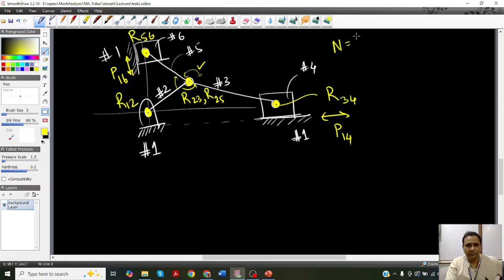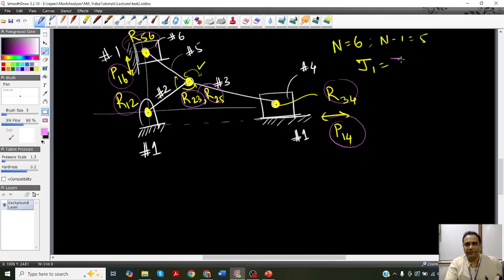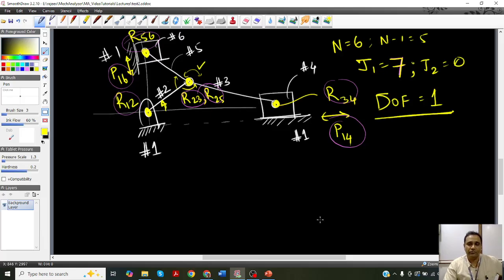Again, n is equal to 6. This is the last link. Obviously, n minus 1 is 5. J1, we'll have to count. We counted 1, 2, 3, 4, 5, 6, 7. So J1 is 7. J2 is 0. And using Grubler's equation, we'll find degree of freedom again as 1. That means if I just give this angle, later we'll see, I'll be able to find where those locations are.